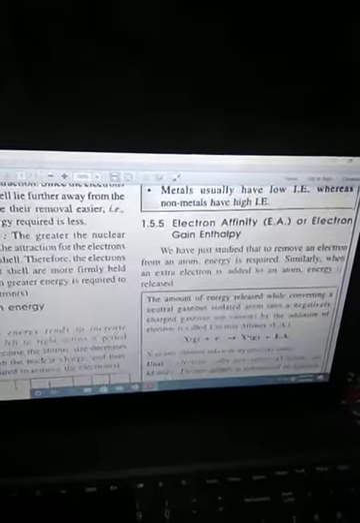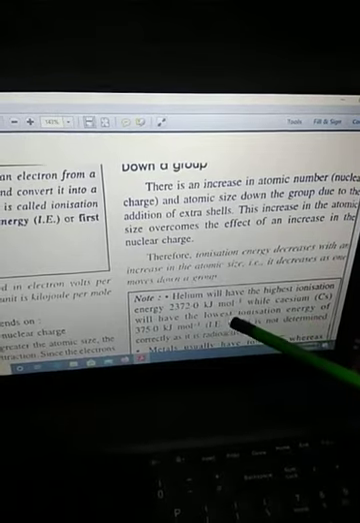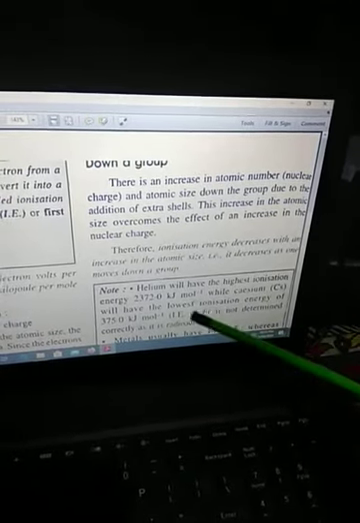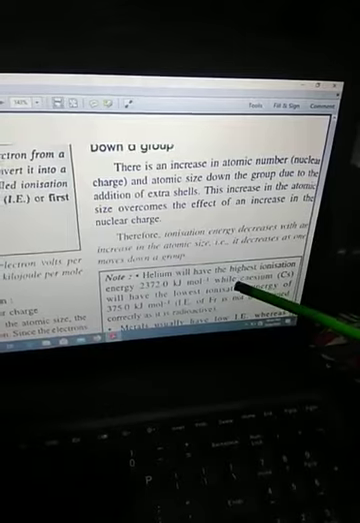Now when you move down a group, as we know, there is an increase in the atomic number and the number of shells also increases. Now as the number of shells or orbits increases, the size also increases. Now when the size increases, what happens? The last electron will have the least attraction towards the nucleus. That means if you supply a small amount of energy also, we can easily remove it. Therefore we can say that ionization energy decreases with the increase in atomic size down a group. Okay, so across a period it increases and down a group it decreases.